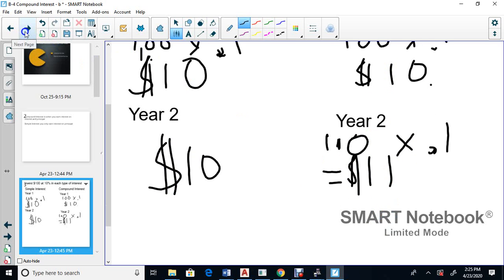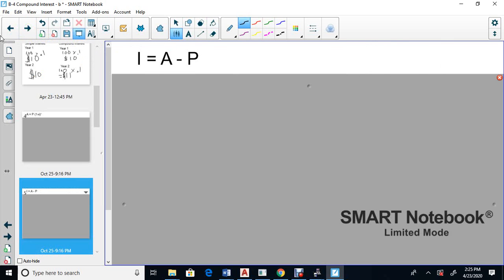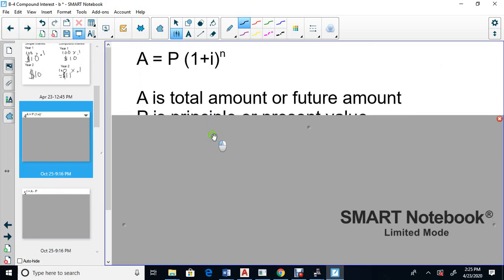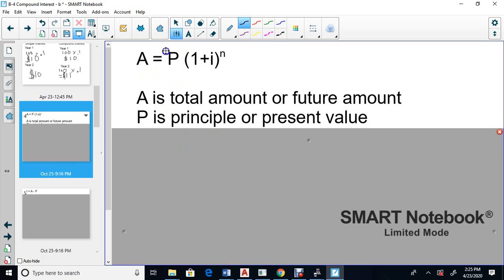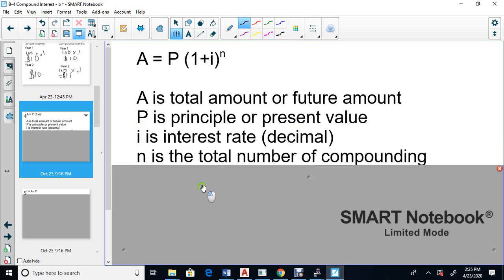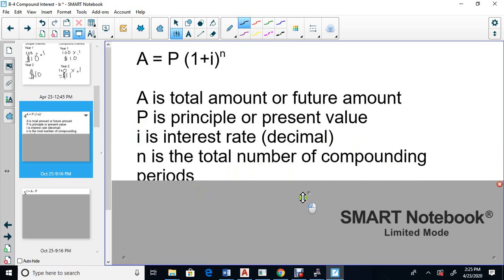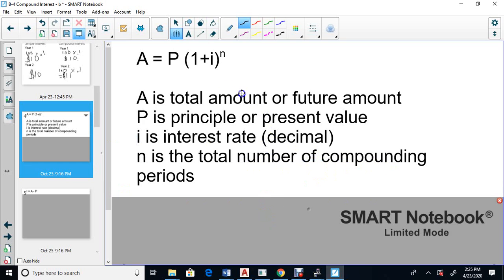Okay. Now let's see how the formula works. We'll move on to the next slide here. So here's our formula. A is the amount you have in the bank. It's not the interest, it's the amount. P is the principal. I is the interest, as a decimal. Instead of R, we use the letter I. And N is the number of compounding periods. Today, it's the number of years, but that'll switch in the next lesson. So in today's lesson, it's the number of years, but later it'll be the number of compounding periods.